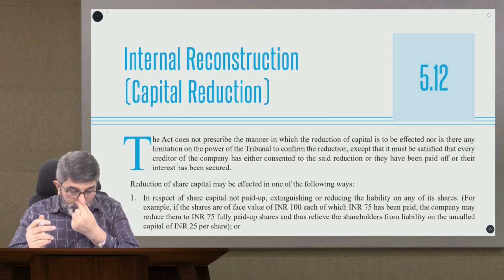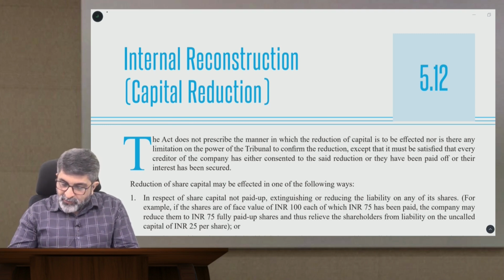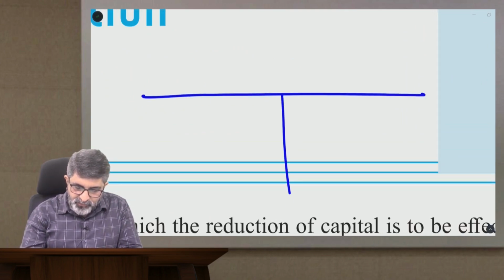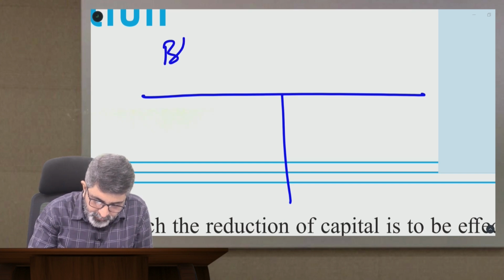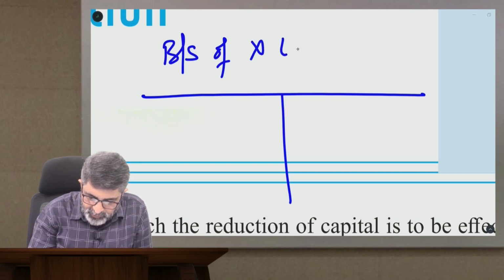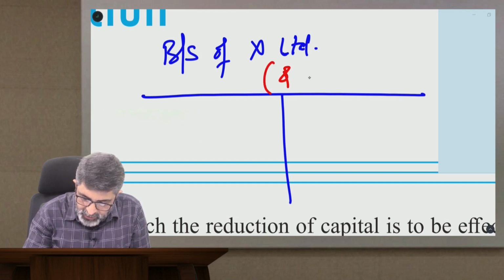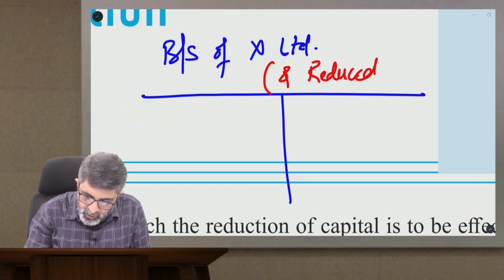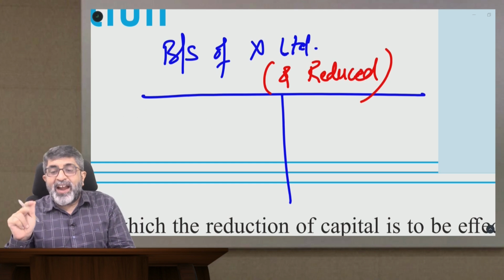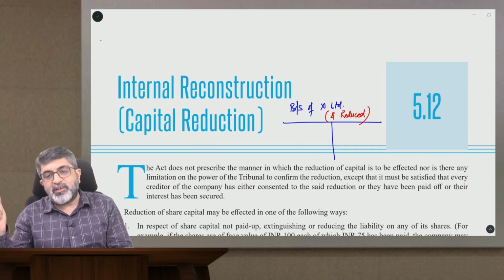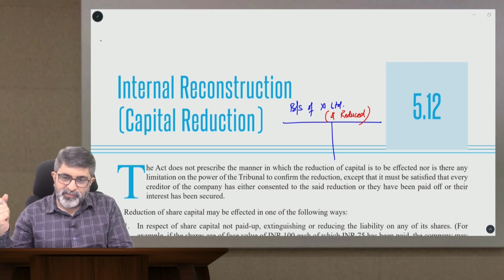So I am giving you an instruction. You follow that instruction. When you create balance sheet after reconstruction, you will write balance sheet of X Limited. Balance sheet of X Limited. And over there you will write "and reduced". The words "and reduced" should be written, indicating that this is the balance sheet after reconstruction.